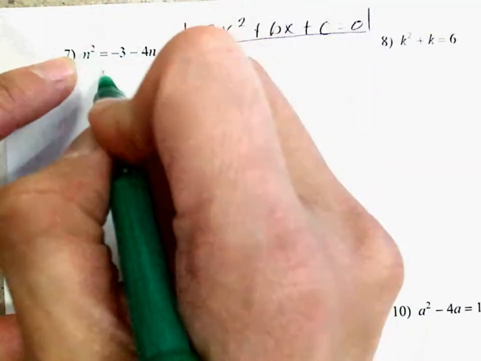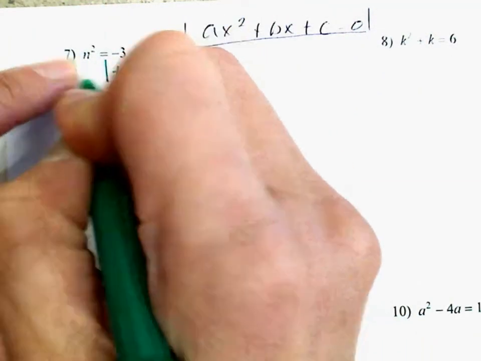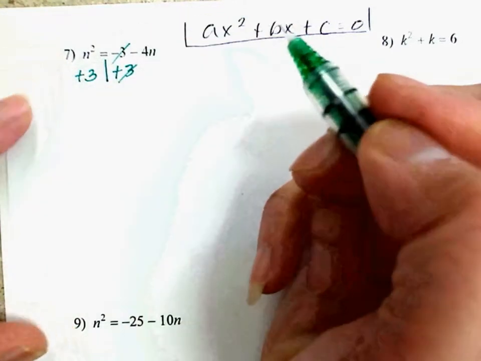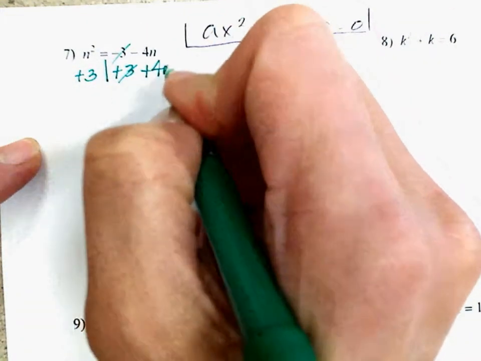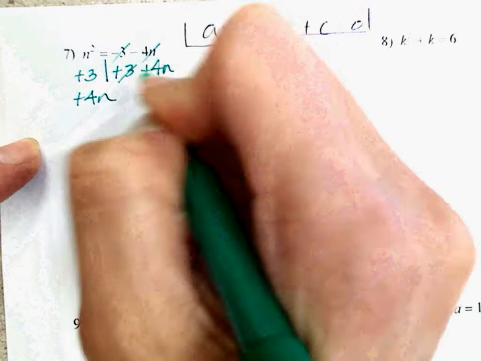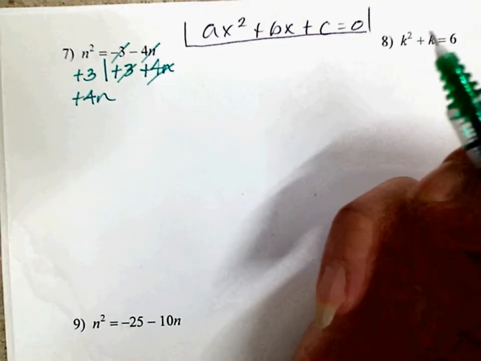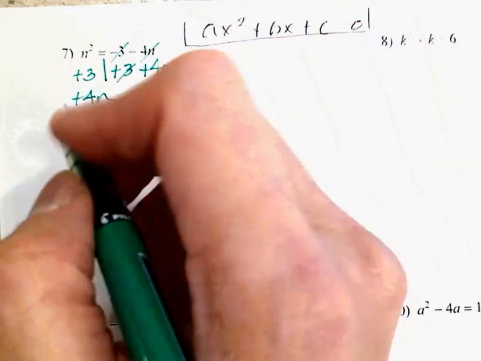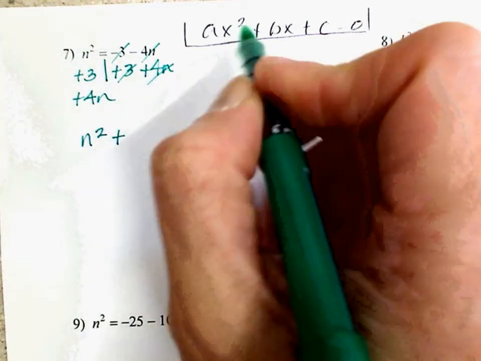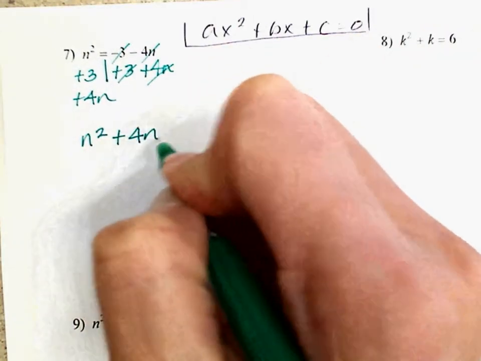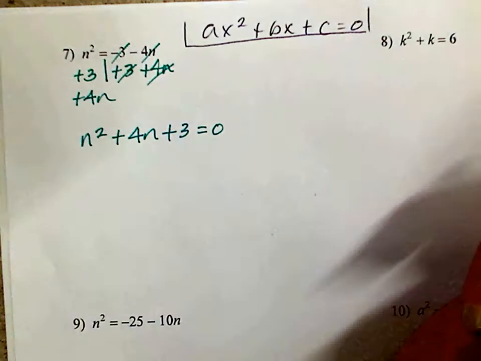So this is a positive, so let's move everything over. Plus 3, plus 3. See how that cancels out? Take the opposite, plus 4n, plus 4n. Okay? The direction says you are going to be solving. So, n squared plus, what comes next? 4n plus 3 is equal to 0.